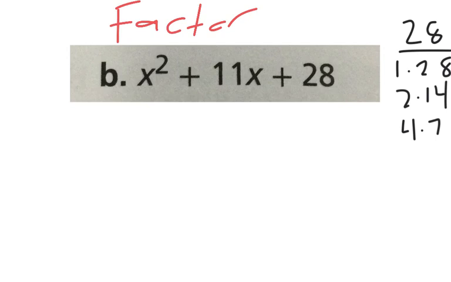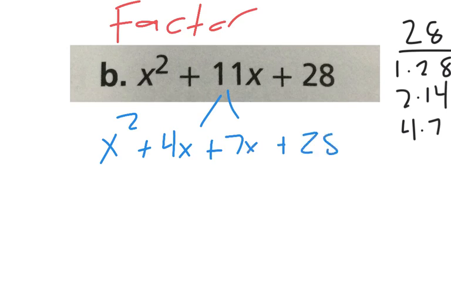Now, because this last term is positive, that means these factors have to have the same sign. And that same sign is going to be whatever this is. So they both need to be positive. So which ones here combine to be positive 11? 4 plus 7. So 4 and 7 is how I'm going to rewrite my b term. So this becomes x squared plus 4x plus 7x plus 28. I've rewritten it as 4 terms. Questions, or am I good to keep going?